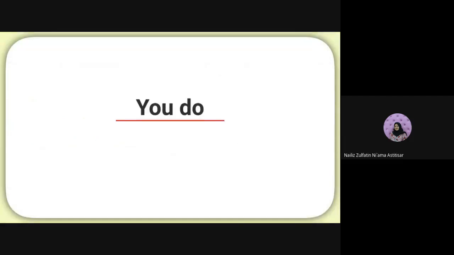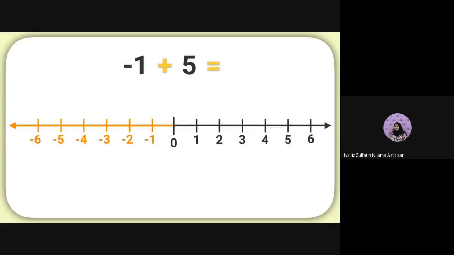Now it's time for you to practice on your own. What does negative 1 plus 5 equal? You start at negative 1, and you're adding a positive number. So we will walk forward 1, 2, 3, 4, 5 spaces. Now we're at 4 on the number line. So negative 1 plus 5 equals 4.